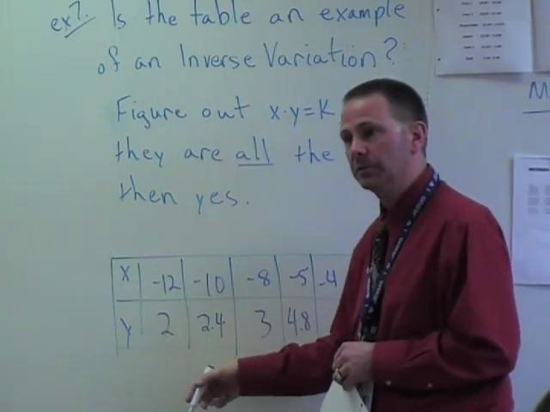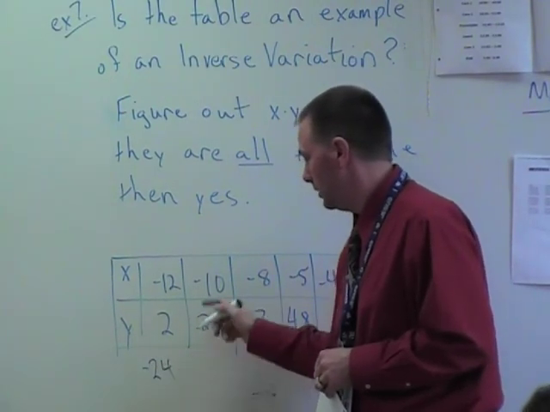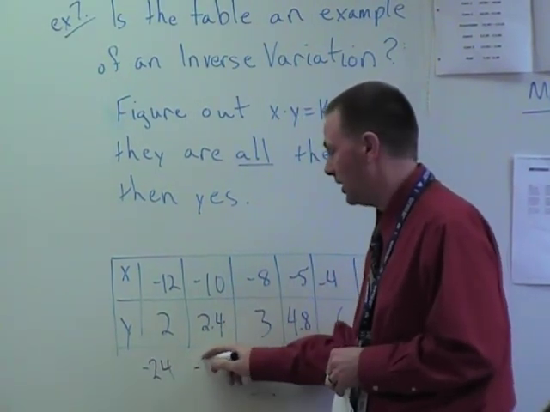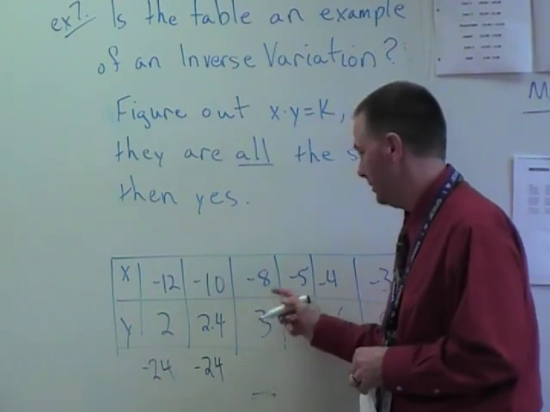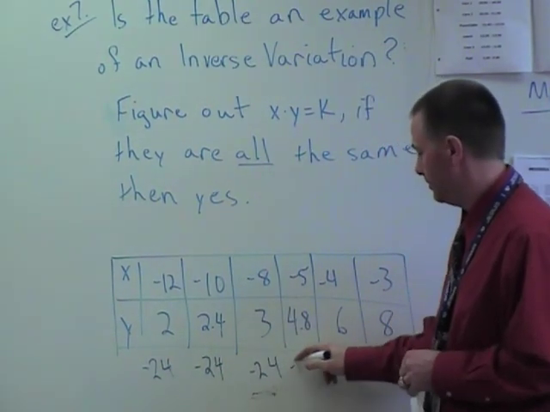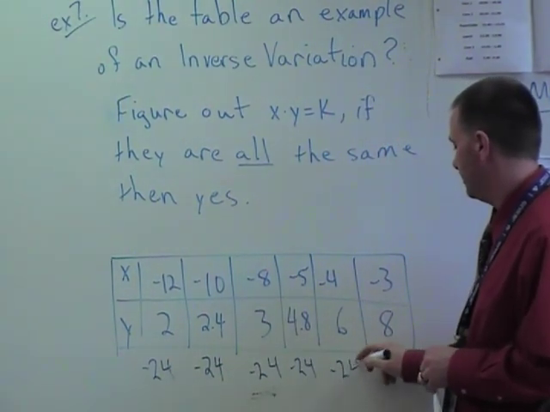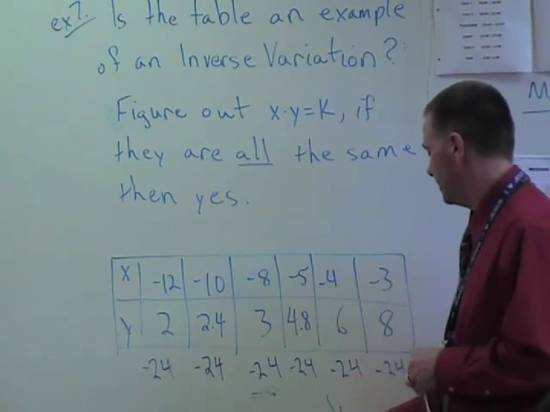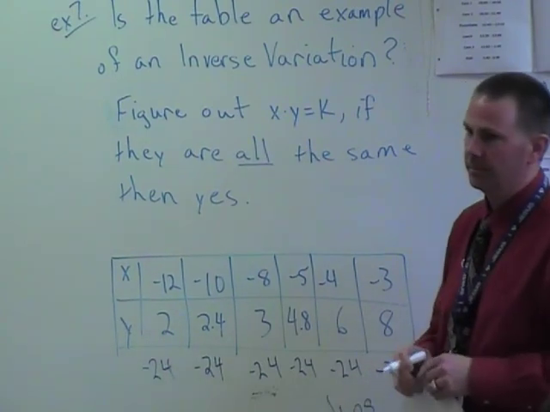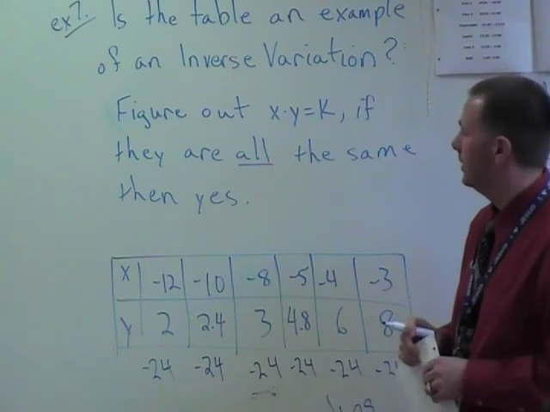Next, negative 12 times 2. Negative 24. Negative 10 times negative 2.4. 24. You gotta check all of them, guys. Negative 24. Negative 24. Oh, yeah, they do. Negative 24. Negative 24. Negative 24. I am so stupid. Yes.